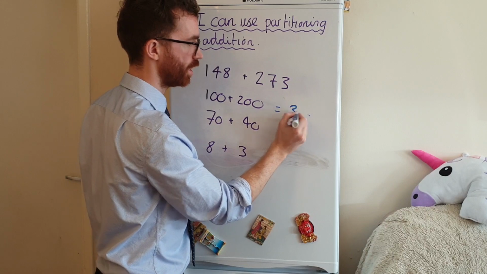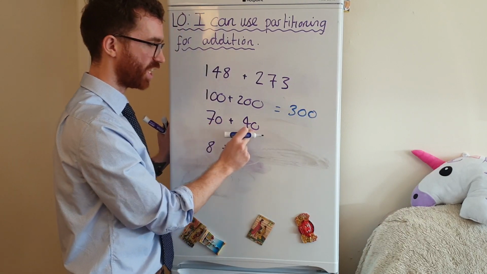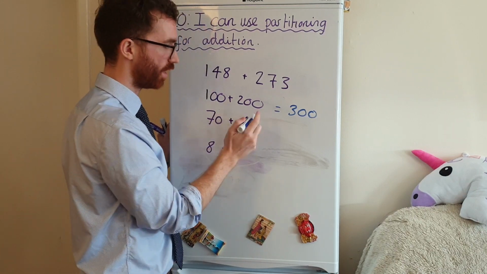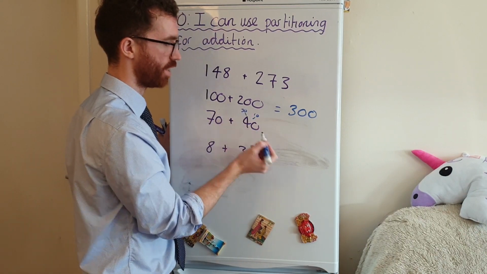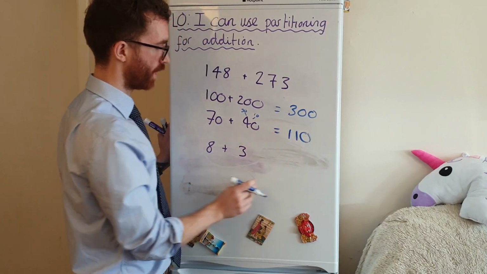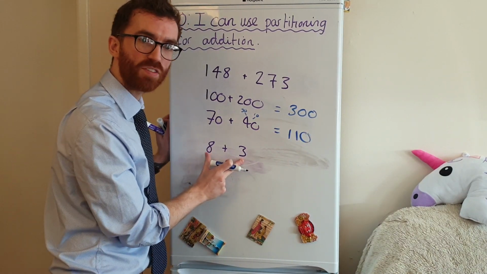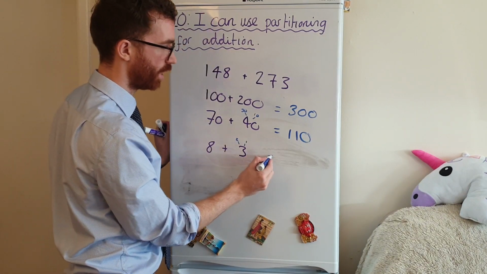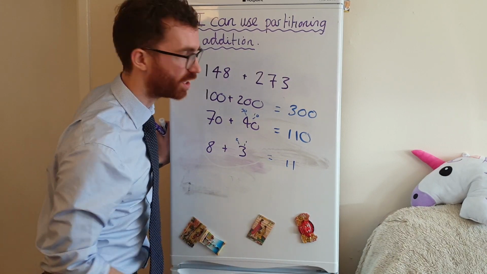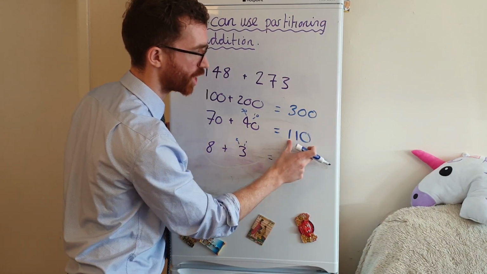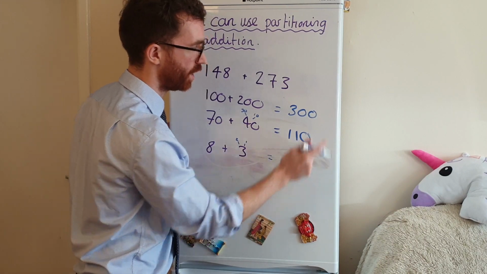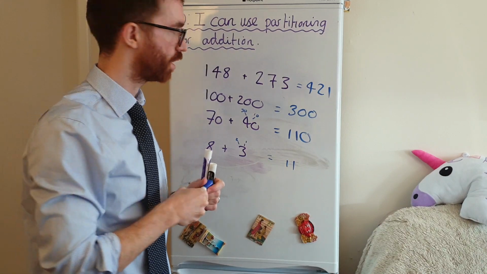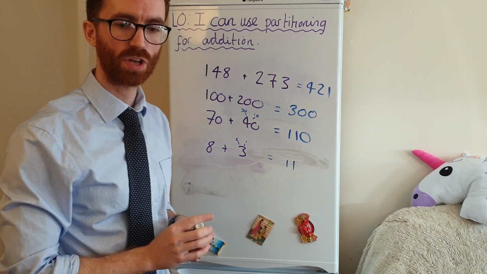100 plus 200 is 300. 70 add 40, oh, a little bit hard, but I know that 70 add 30 is 100. Add the other 10, because if I do 30 and 10 there, it equals 110. And then we've got 8 and 3. Well, I know my number bond for 8 is 2, so I'm going to break that into 2 and 1. So 8 add 2 is 10, add the 1 is 11. And now all I've got to do is add these up. So 300 add 110 is 410, add 11 is 421.